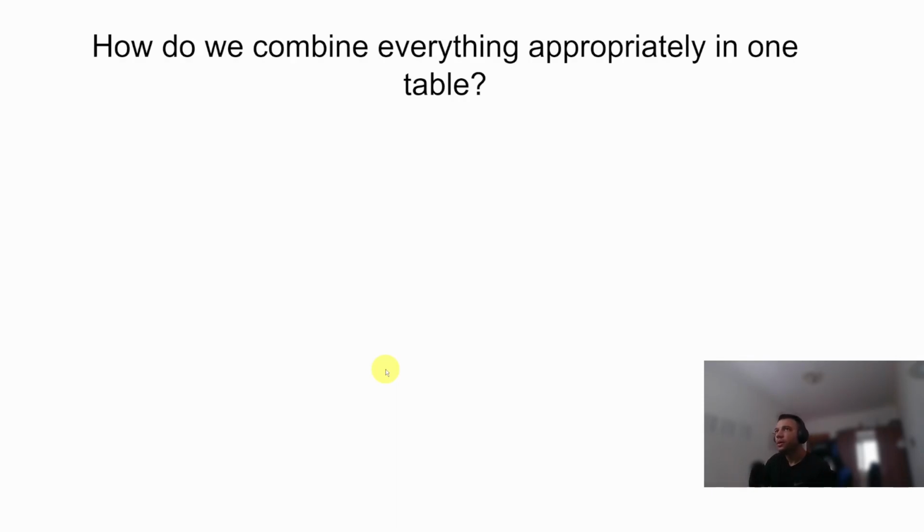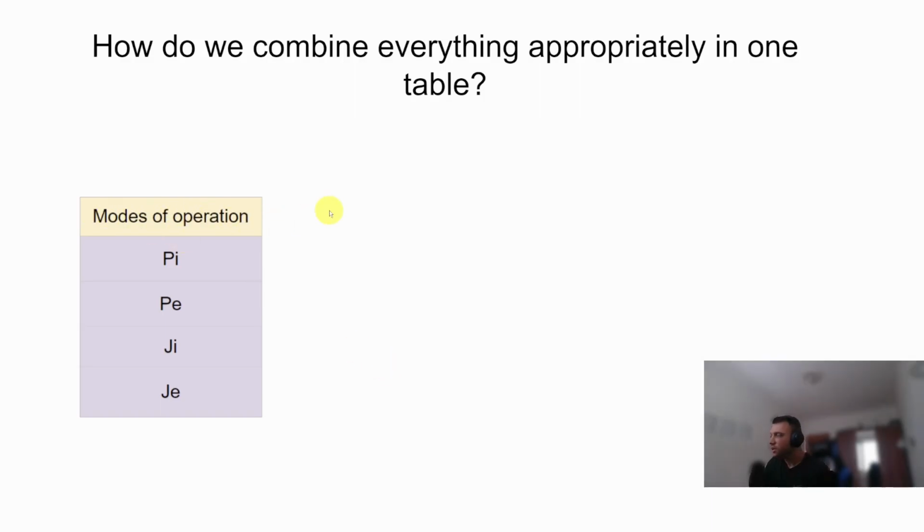Okay, now how should we combine this in one table? What is the appropriate way to combine all 16 personality types in one table? Well, we have two important concepts that we want to tackle during this phase. So the first concept is the modes of operation. We want the table to represent somehow these modes of operation, since we consider that they are very important in understanding the personality types. And for each mode of operation, there are four types.